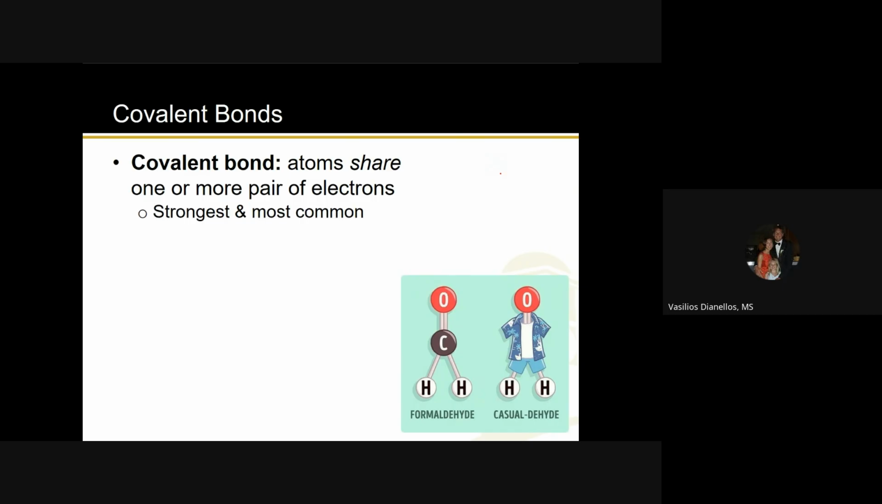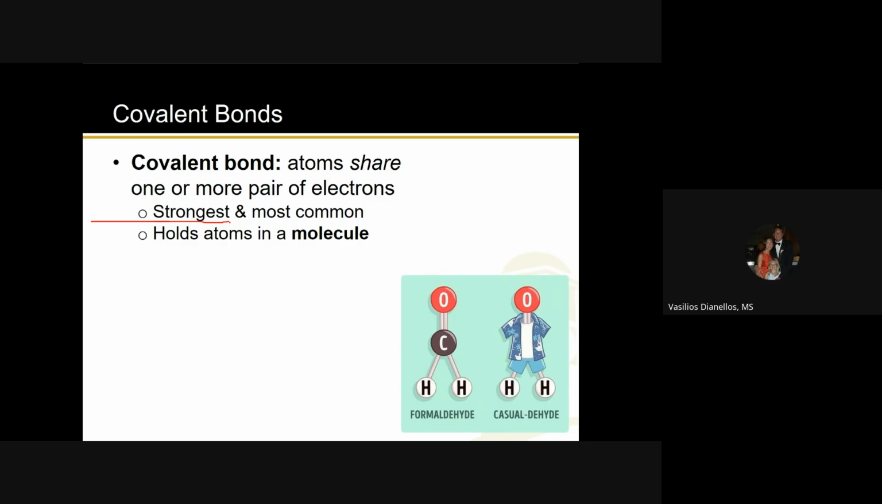They're sharing these electrons. Covalent bonds are the strongest and most common. I'm going to underline strongest because you do need to know that for the exam. It'll be important later in the semester, the fact that covalent bonds are the strongest. When we talk about DNA, that's going to be very important. But for now, it's also important for the exam. Covalent bonds are the strongest.